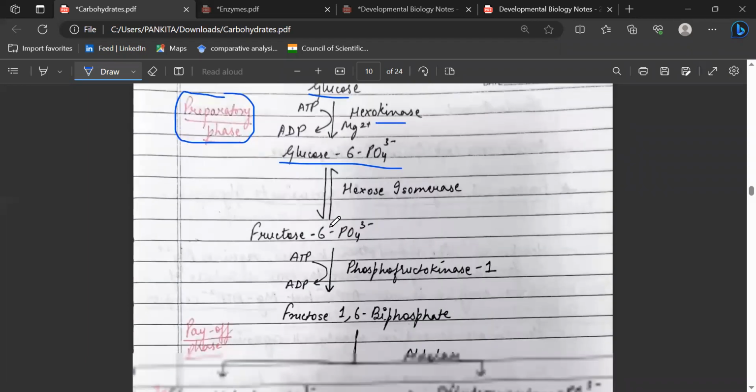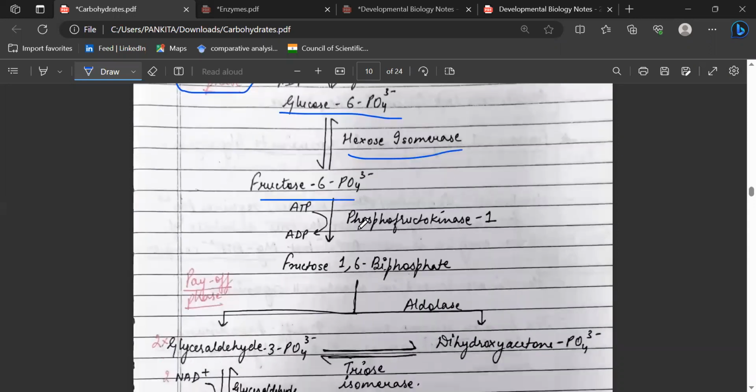this conversion. Then glucose 6-phosphate is converted to fructose 6-phosphate in the presence of the enzyme hexose isomerase, and this is a reversible step. Fructose 6-phosphate in the presence of phosphofructokinase 1 is converted to fructose 1,6-bisphosphate, and one ATP is again used in this step. Phosphofructokinase 1 is also represented as PFK1.